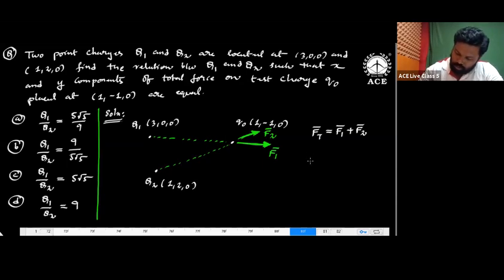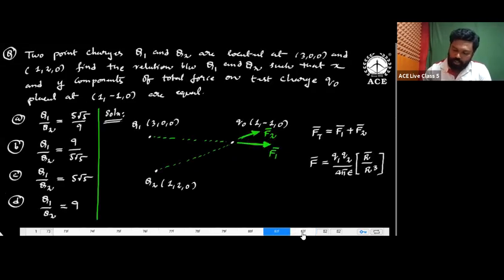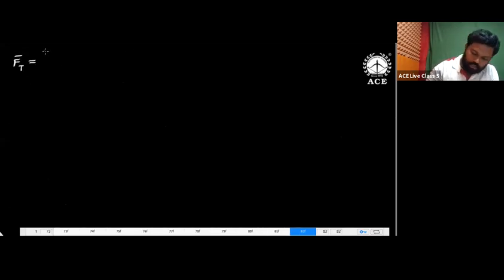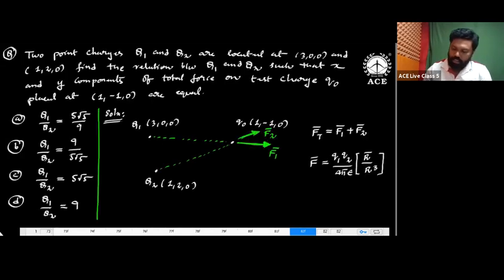So how do you find the force between two charges? F is equal to Q1 into Q2 divided by 4 pi epsilon, vector by its magnitude cube. Let me turn the page here. What is the total force, beta? F1 plus F2. What is F1? Q1 into Q0 by 4 pi epsilon, vector by its magnitude cube.